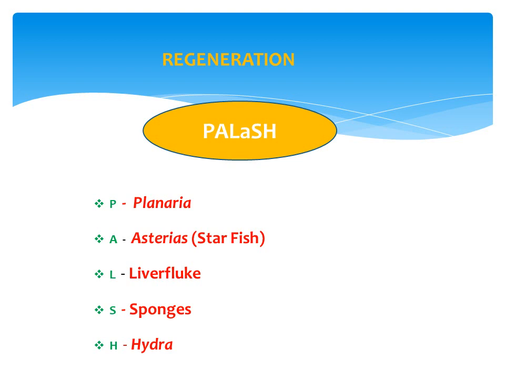Now, PALASH: P stands for planaria, A stands for Asterias. Asterias is the scientific name of starfish. L stands for liver fluke. S stands for sponges, and H stands for hydra. So that's all. P for planaria, A for Asterias or starfish, L for liver fluke, S for sponges, H for hydra.